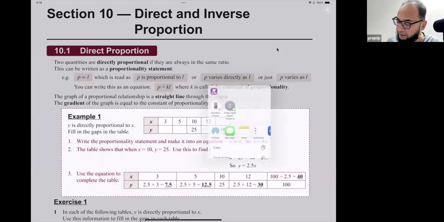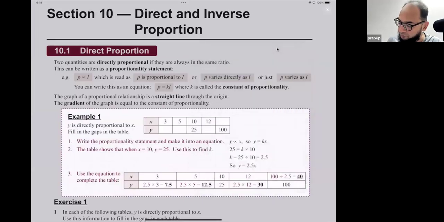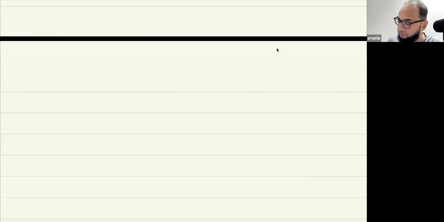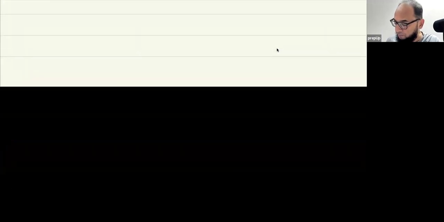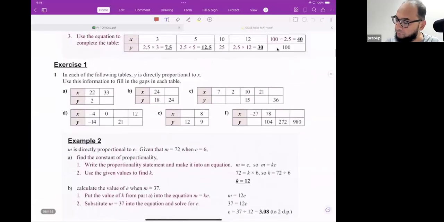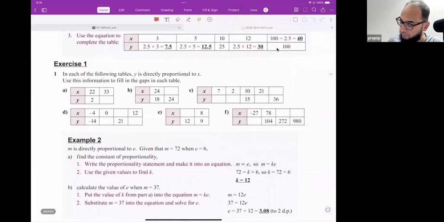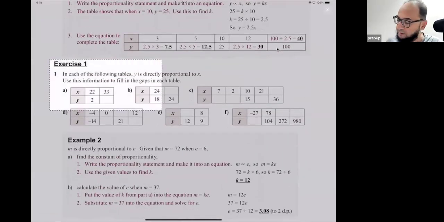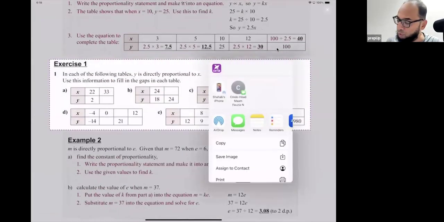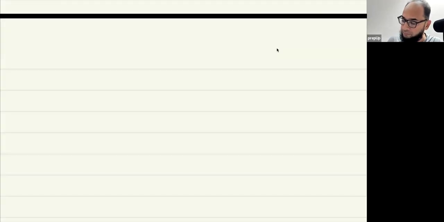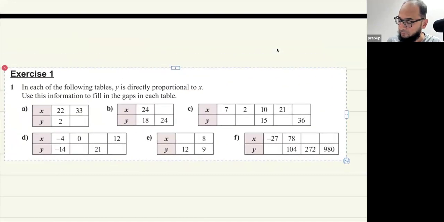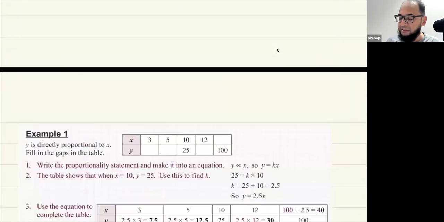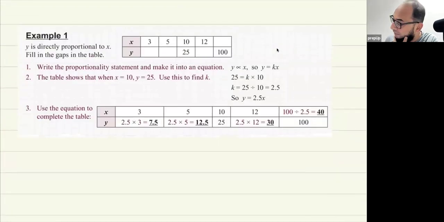I'm picking another question over here. Let me paste it over here. And I'll go over this. Let me add some more things over here. This is exercise 1. Okay, let's have a look at it.